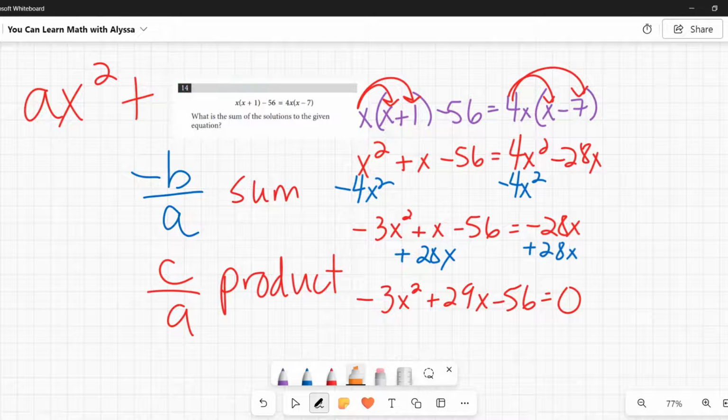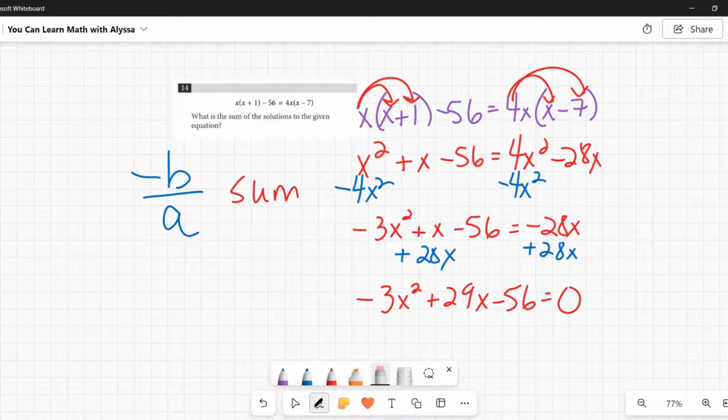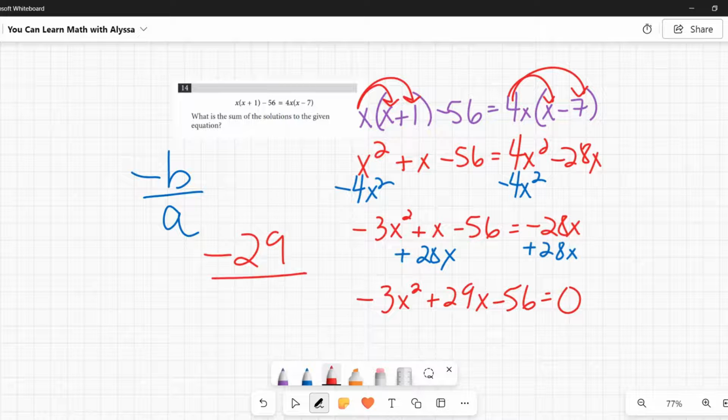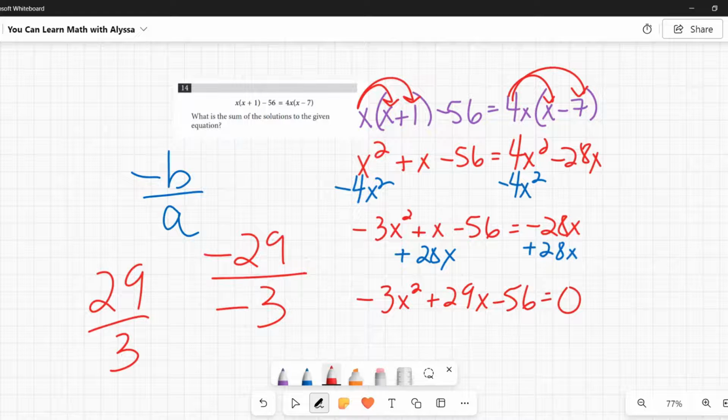So we want the sum of the solutions. Let's use our negative b over a. Our b is 29, so negative b, or the opposite of that b, would be negative 29 over a. My a is negative 3, so it's negative 29 over negative 3. Those negatives cancel out, so 29 over 3. That's it. That's your answer.